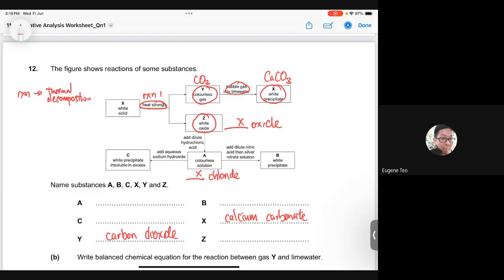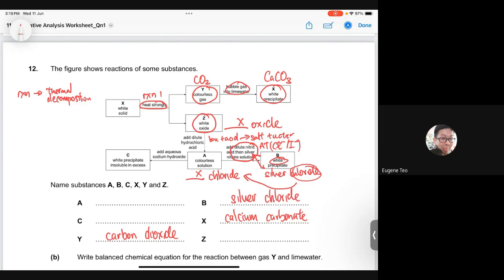So this particular reaction is a base plus acid reaction. Hence, you get salt plus water. Right? So the X chloride is a salt. Next, add dilute nitric acid, then add silver nitrate. This is the anion test for chloride or iodide. Now, a white precipitate forming tells you that silver chloride is formed. So you know that the silver comes from the silver nitrate, and the chloride obviously comes from solution A, which is something chloride. So B, I know, is silver chloride.